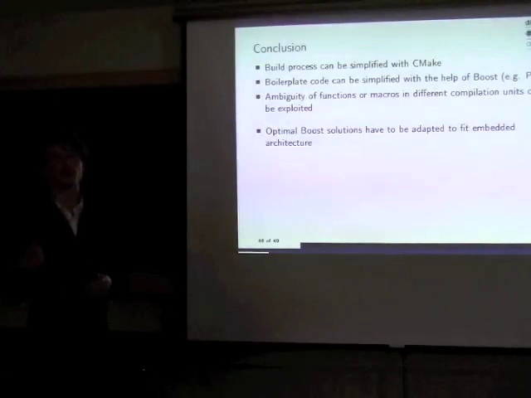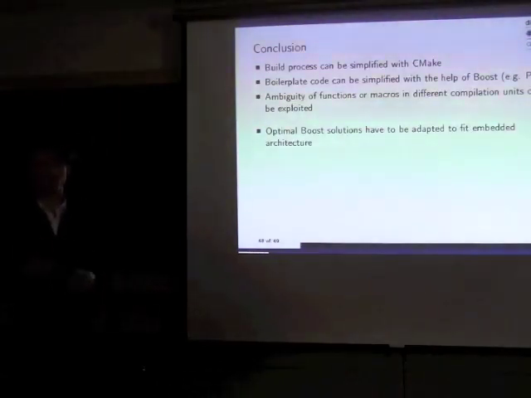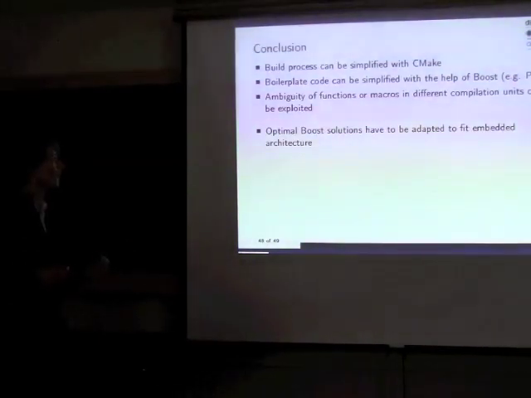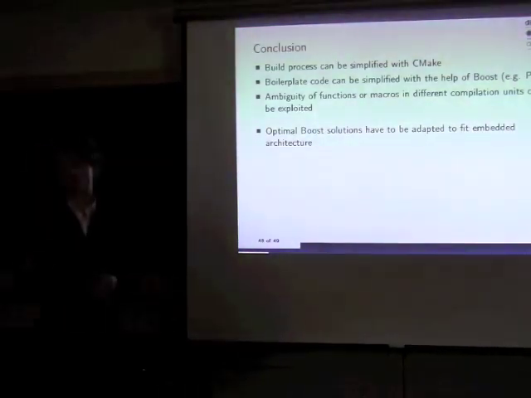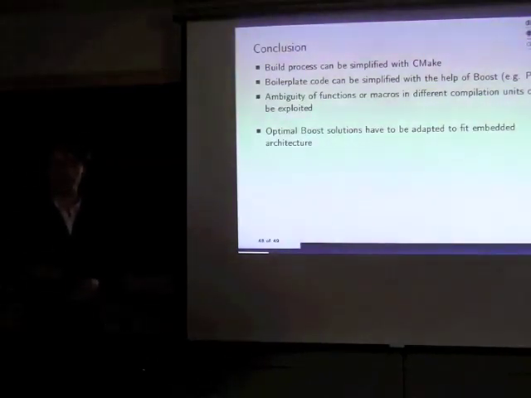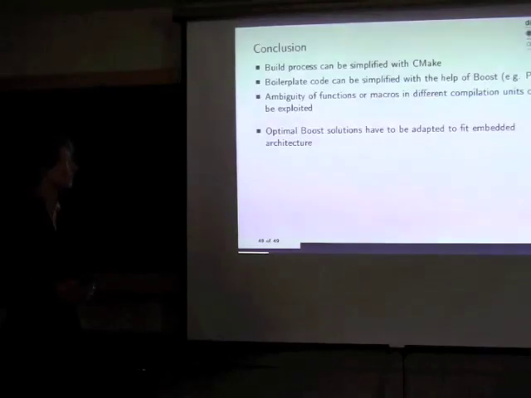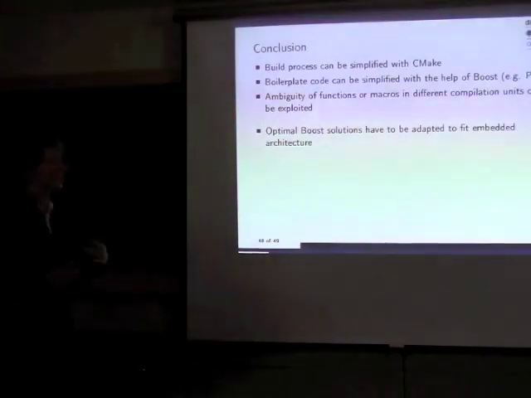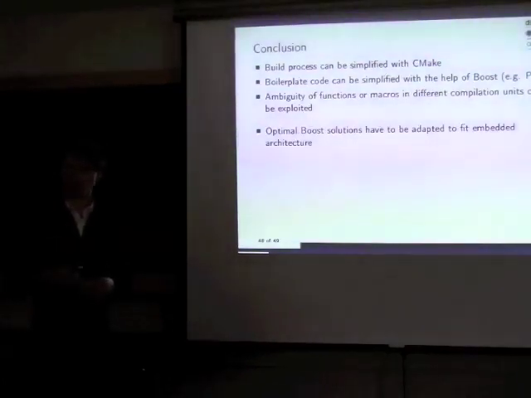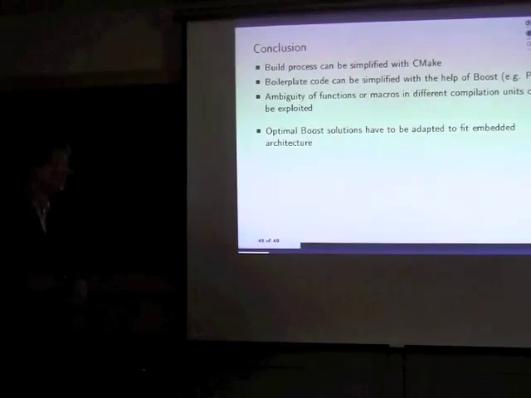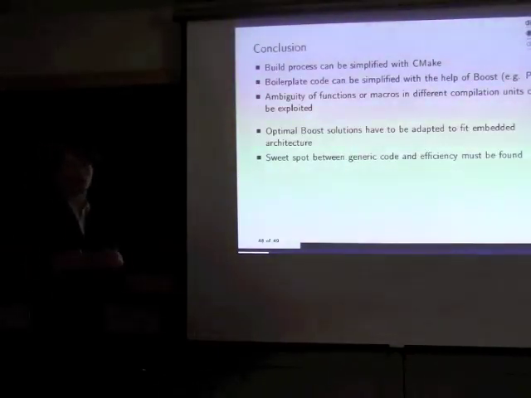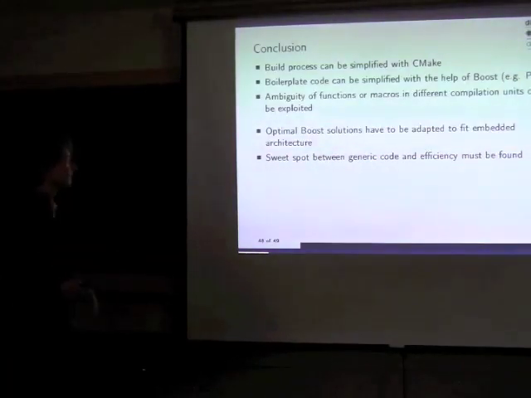I think in Boost the solutions are often optimal or very generic and perfect. To fit an architecture like this, they have to be somehow adapted. An example for this would be that we don't do serialization in Boost.MPI, in our MPI implementation, because it's just not possible. So we adapt it, we try to mimic the optimal way as well as we can, but we have to say at some point, okay, no, it's just not possible. So we have to find a sweet spot between generic code and efficiency.